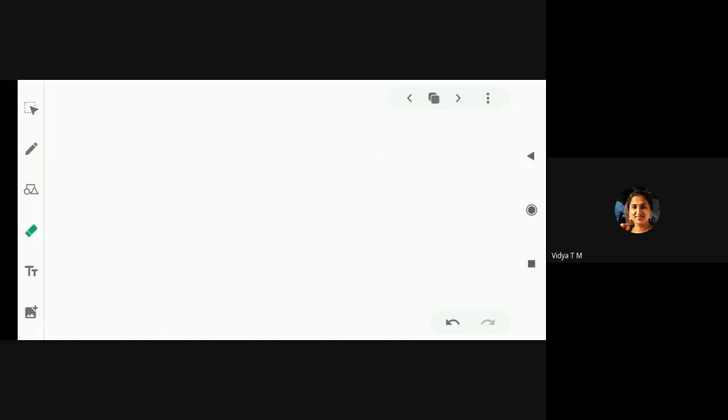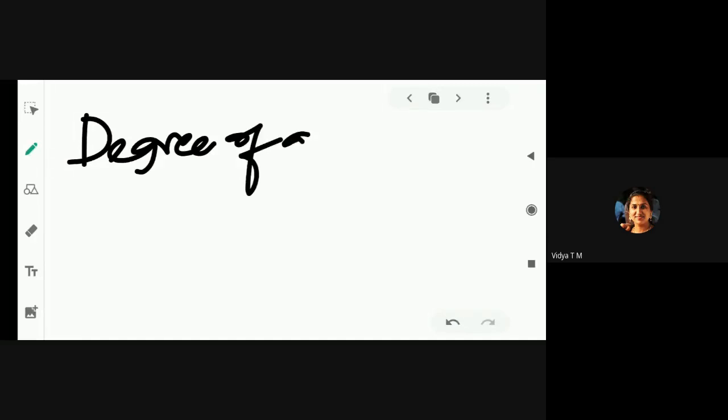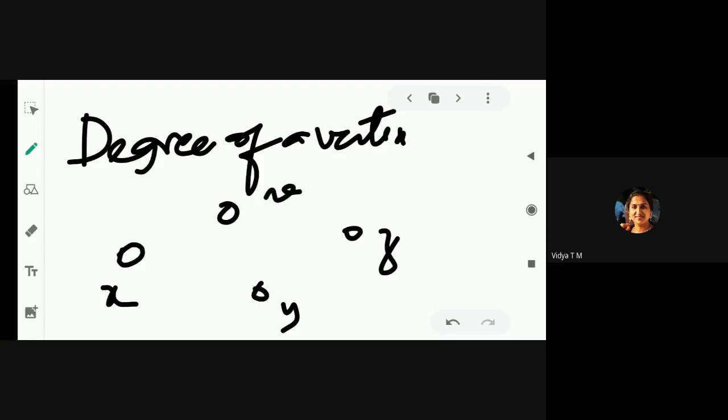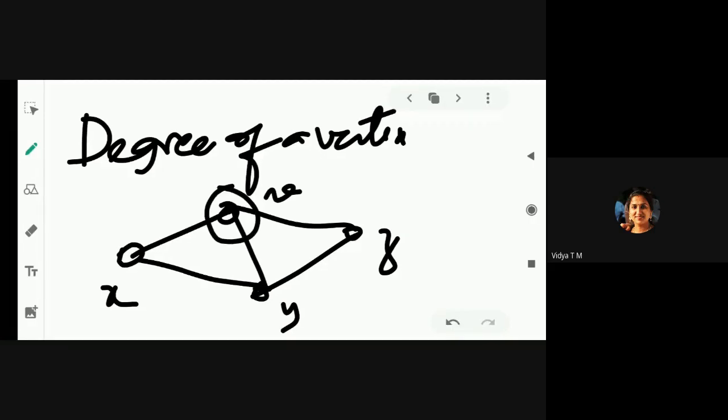Now, another important thing which you have to remember is the degree of a vertex. Suppose we have a graph with vertices X, Y, Z, and V. Let me draw it like this. The degree of the vertex V, denoted by d(V), is nothing but the number of edges incident with that vertex.